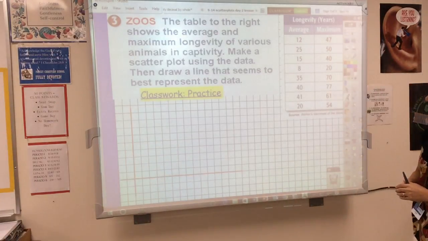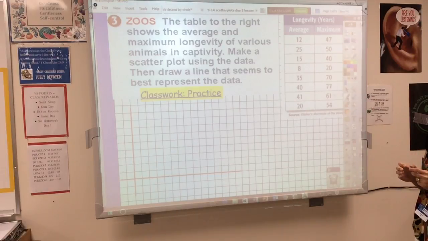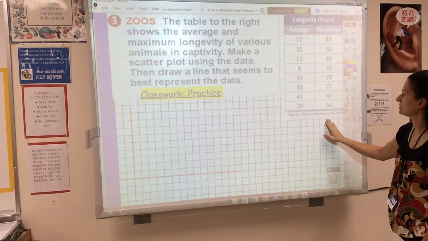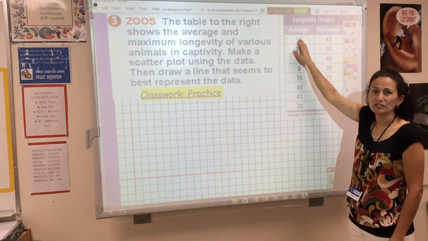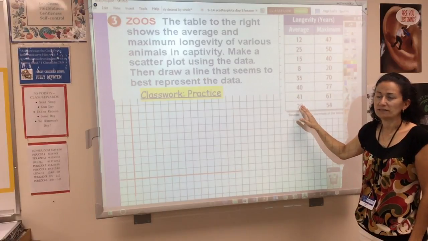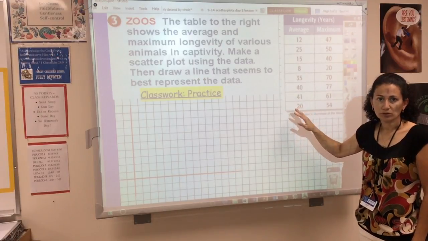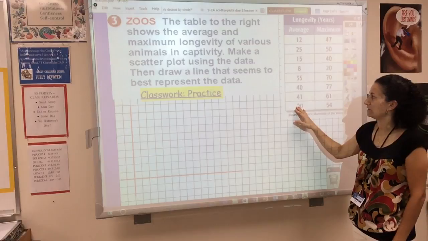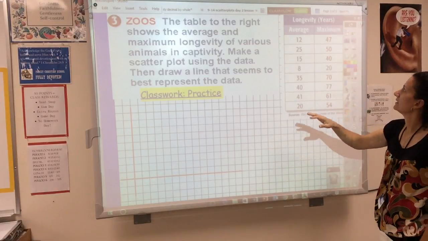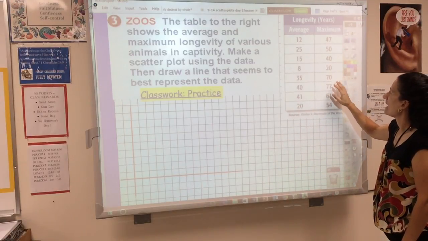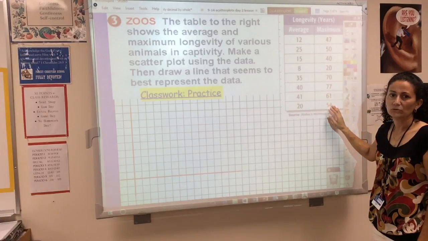The data we have is showing the average and maximum longevity of various animals in captivity. So we're going to make a scatter plot to see if there's a relationship between the average age of an animal in a zoo or in captivity, maybe an animal sanctuary or maybe a circus, and the maximum age that animal lives.